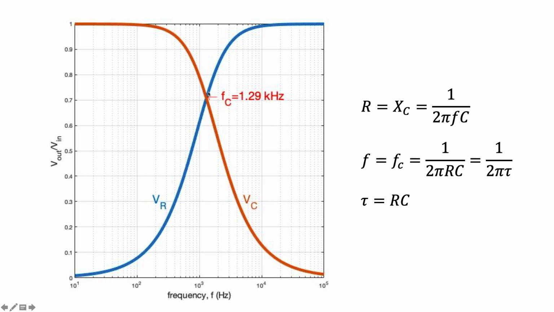VR, the blue line, corresponds to the output voltage across the resistor, while VC, the orange line, corresponds to the output voltage across the capacitor. What this means is that if you use the resistor as the output voltage, any input voltage will be filtered out at low frequencies up until the cutoff frequency.